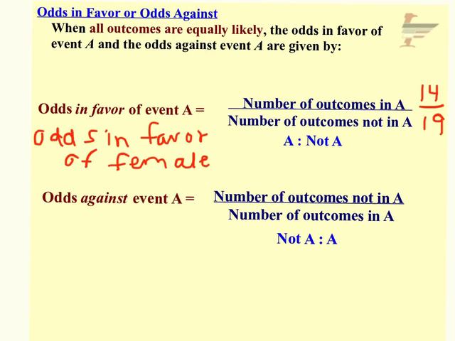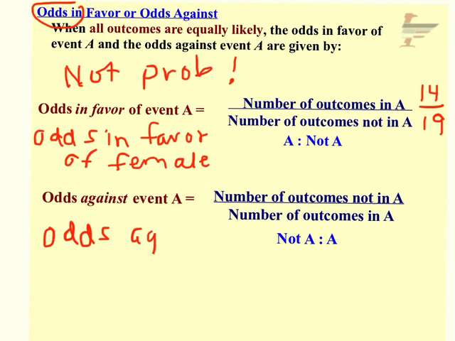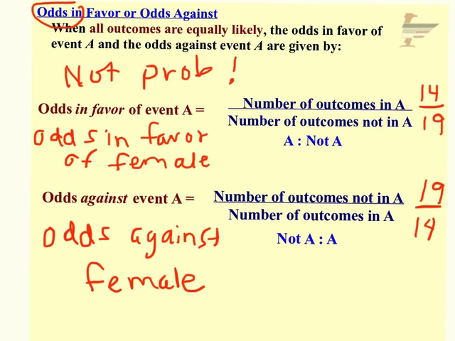It is not probability, okay? Odds is not probability. So you do not divide this out and give me a decimal, because it's not your chance of something occurring. It's the odds in favor of getting a female. So 14 to 19 would be that odds. Now, odds against an event would be just this flipped. So number of outcomes not in A. So if I wanted to do the odds against getting a female, then I would find all my non-females, so I have 19 males, over the number of outcomes in A, which would be being female. So it's just the reciprocal of that.